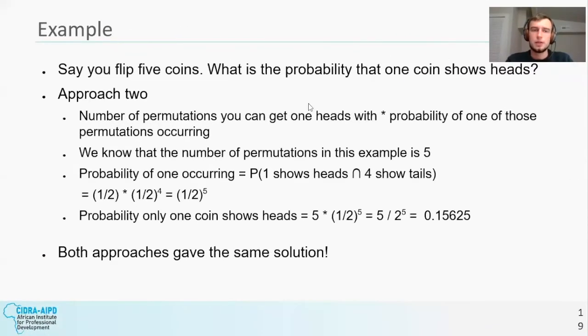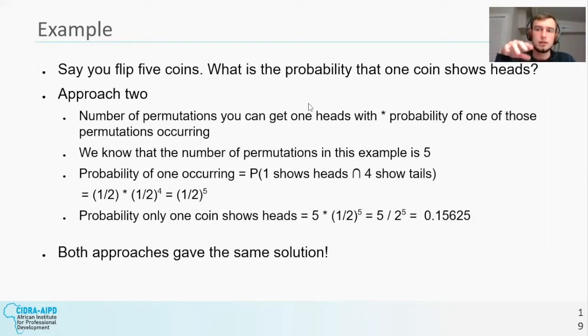All right, so another way we can attack this problem is by looking at the number of permutations you can get your outcome with, one heads, times the probability of one of those outcomes happening. We know that there are 5 different permutations with which you can get one heads: heads, tails, tails, tails, tails, then flipping a heads on the second coin and tails everywhere else, and so on. So there's 5 of them. But what's the probability of one of them happening?